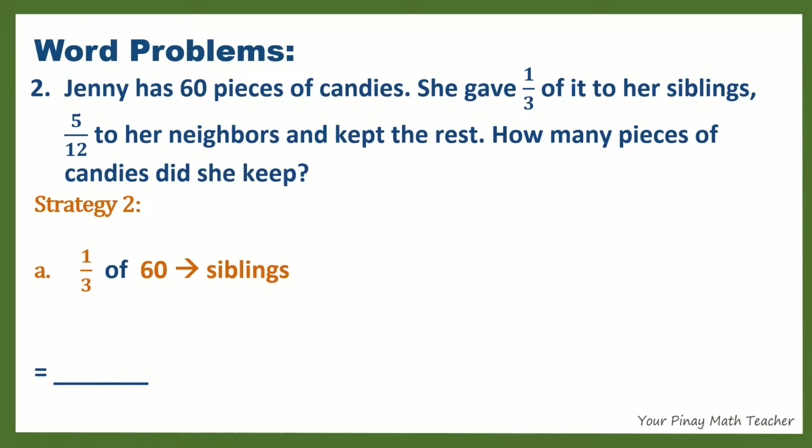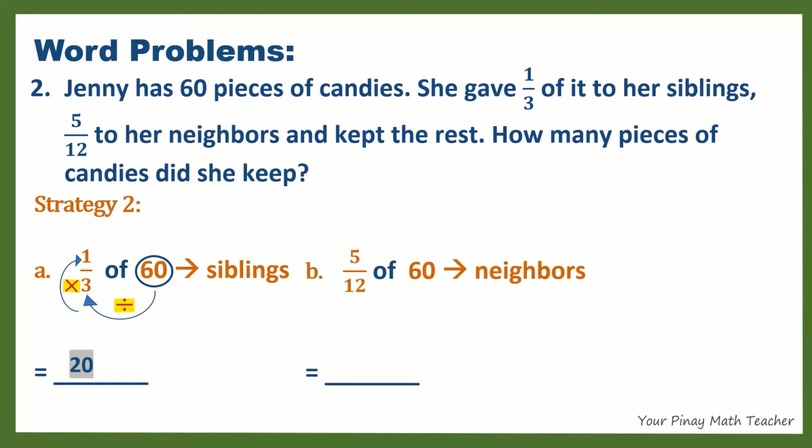Strategy 2. At this time, we will not use illustrations, but we will be calculating 1/3 of 60 and 5/12 of 60. So we have 1/3 of 60 is 20. So it means that 20 candies were given to the siblings. And then 5/12 of 60, which is equivalent to 25 candies, are given to the neighbors.